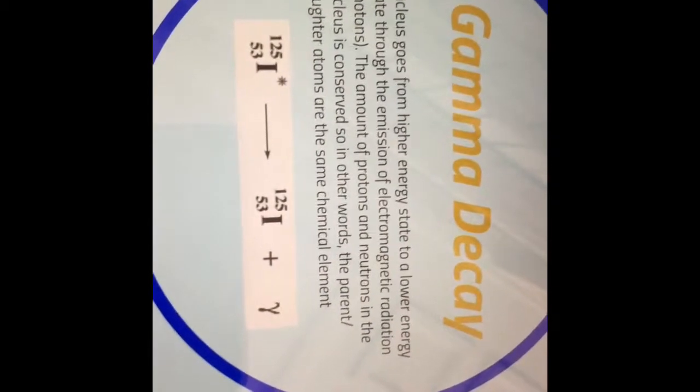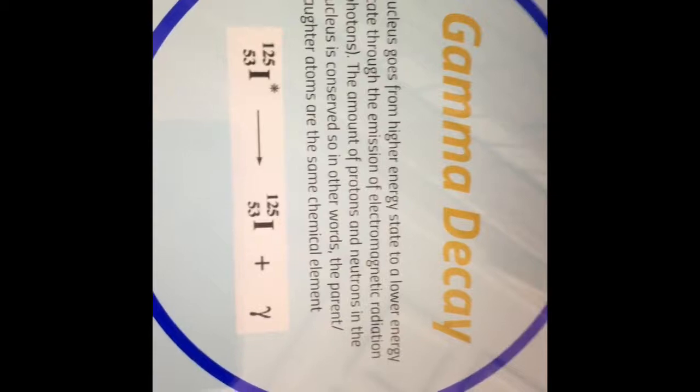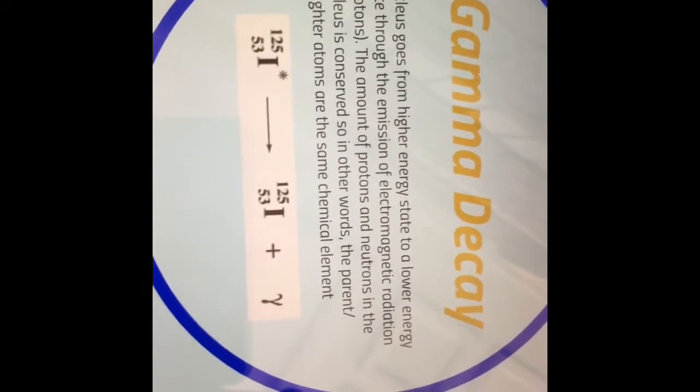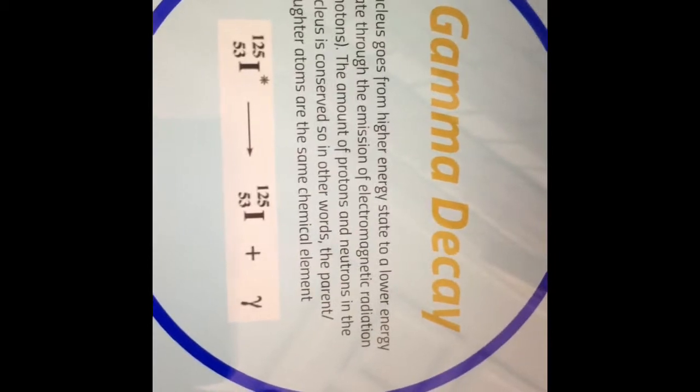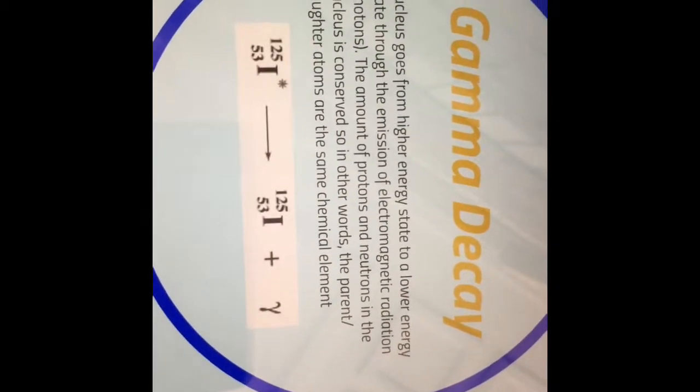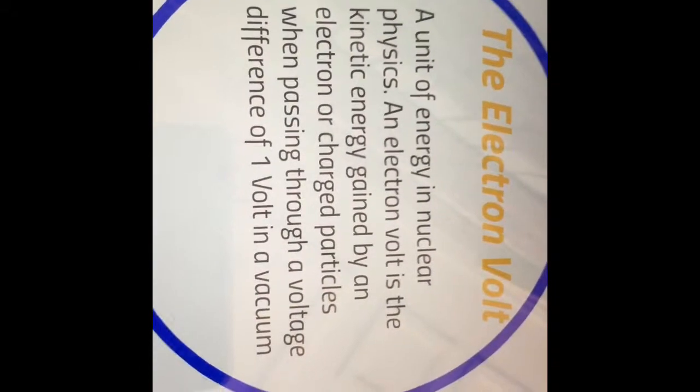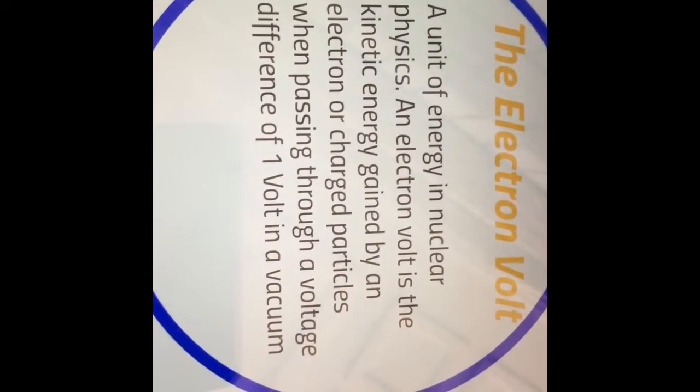Gamma decay. The nucleus goes from a high energy state to a lower energy state through the emission of electromagnetic radiation. The amount of protons and neutrons in the nucleus is conserved, so in other words, the parent and daughter atoms are the same chemical element. The electron volt is a unit of energy in nuclear physics.